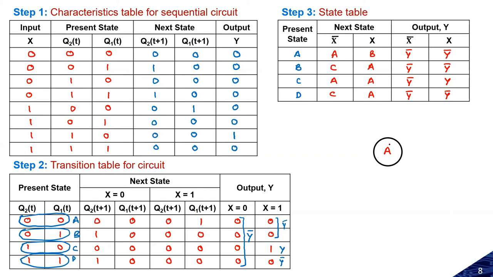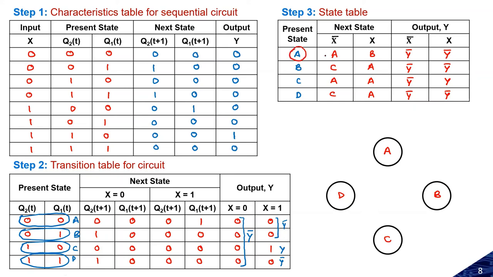Let us assume this is the first state, A. Second state, let us assume it is B. Third state is C, and the fourth state is D. So these all are the present states which we have. Now let us talk about the other things.